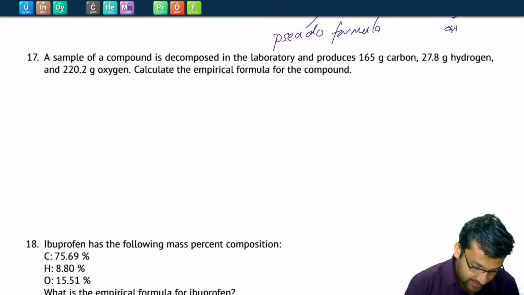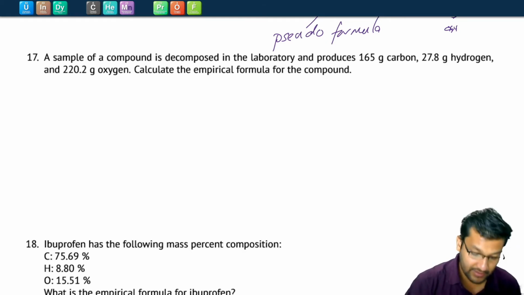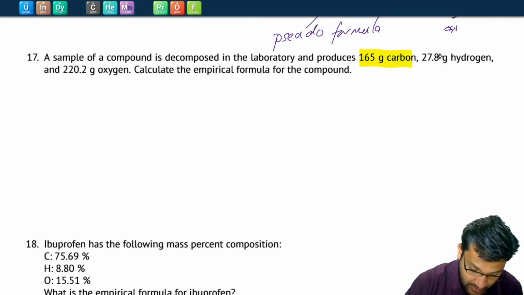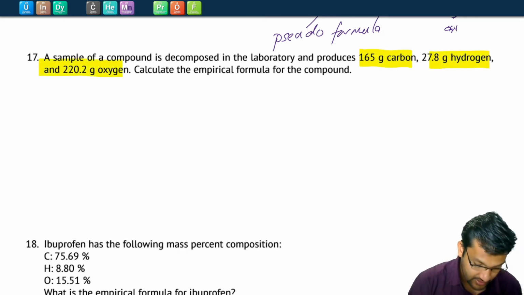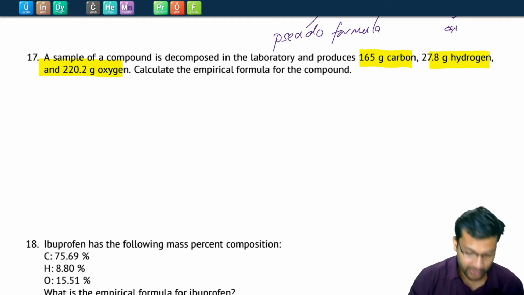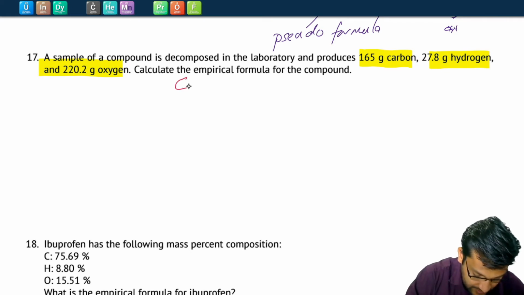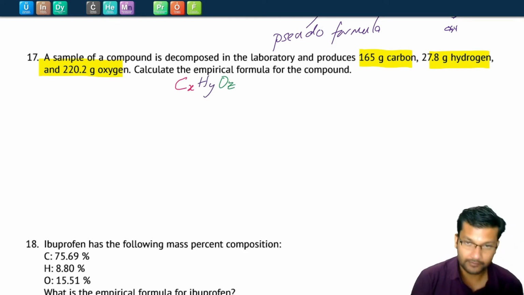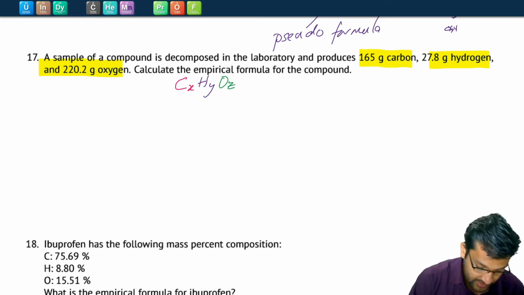Okay, in number 17, we do the same type of experiment, and we get 3 different elements this time. We have carbon, hydrogen, and oxygen, and they're looking for the empirical formula. So if we do the whole alphabetical order trick, then our formula should be carbon times some number x, hydrogen times some number y, and oxygen times some number z, so that our formula will look something like this. So let's deal with these one at a time.